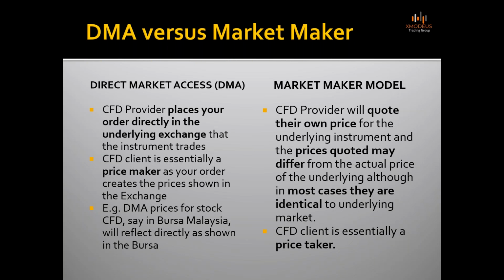What this means simply is whatever you buy and sell in stock CFDs via the DMA model is reflected in the share prices in Bursa Malaysia, in the exchange itself. You actually place an order directly in the underlying exchange. So if you buy 1,000 shares in a particular stock CFD, it will actually reflect in the underlying share volume in the exchange. So the CFD client is essentially what we call a price maker.